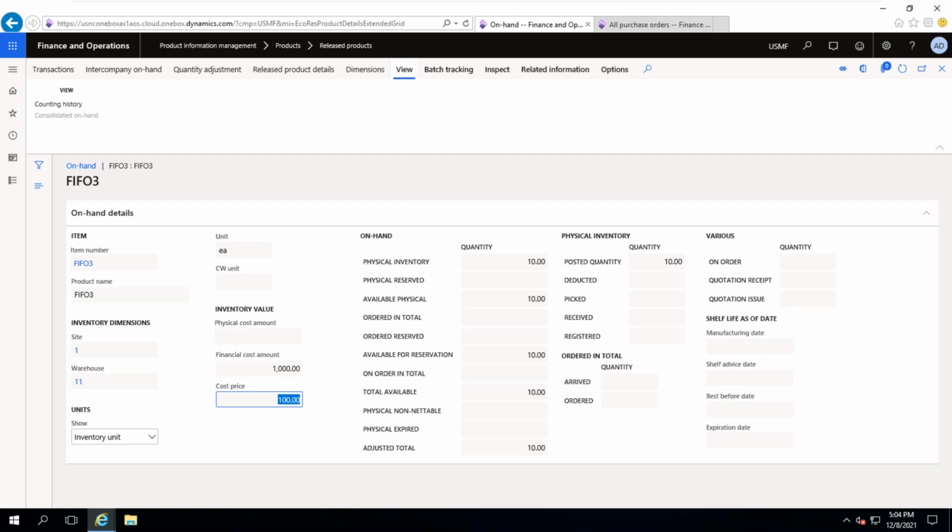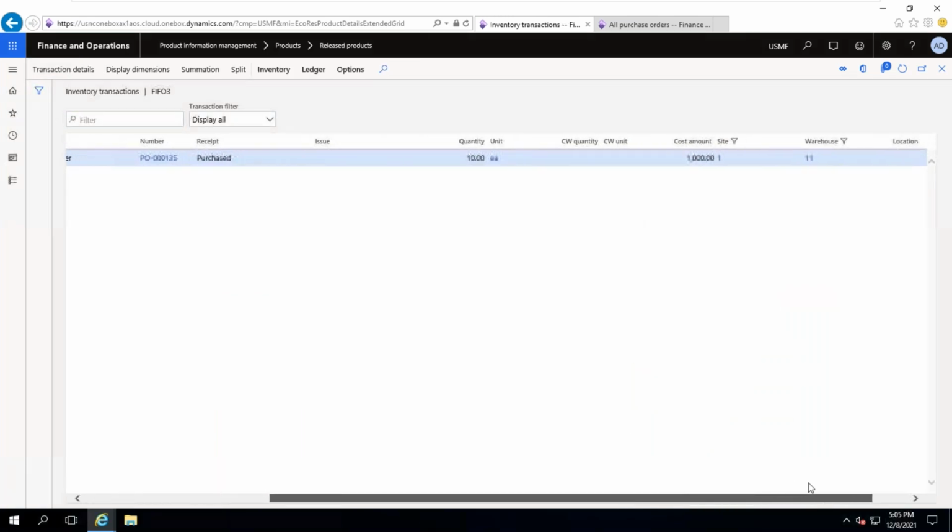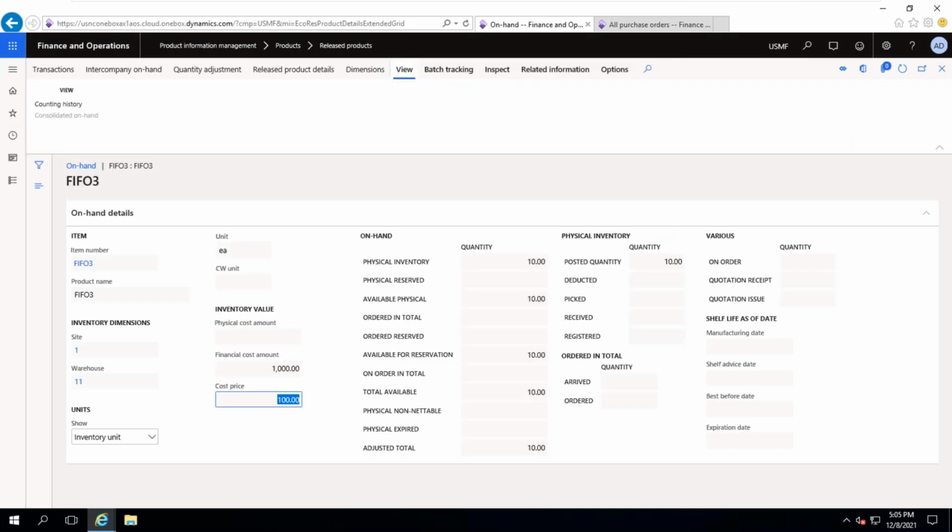And the cost price is 100. If you go to the transactions, you will find the cost amount is 1000. The cost amount is 1000. Any doubt in this process till now? Okay, I hope it is clear. So the first transaction we did.